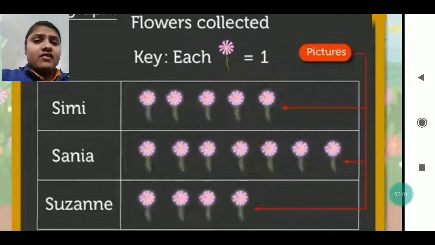So the less number of flowers you will draw. Okay, but it is written in the key, each this equals to 1. Each this means each one flower equals to 1 in number. So accordingly you will draw the picture. If Simi is having 5 flowers, then you have to draw 5 flowers. If Sanya is having 7, then you have to draw 7 flowers. And if Suzanne is having 4, then you have to draw 4 flowers.